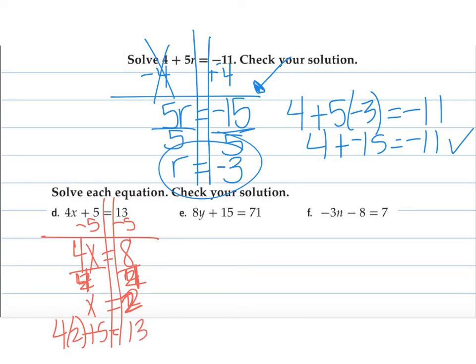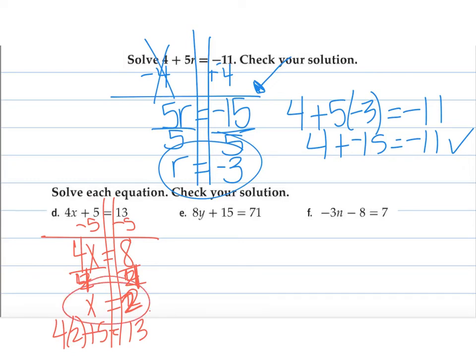That's why checking matters. If I would have accidentally done 4 divided by 2 and then had my answer equal 4, I would quickly find out that that didn't work. And then I just have to go back up and redo it. But 4 times 2 is 8, plus 5 equals 13. So x does equal 2.